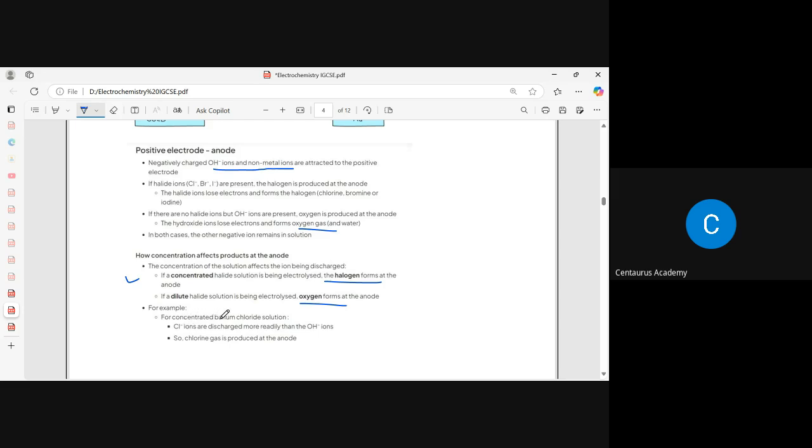So for instance, if you have concentrated barium chloride, that is again a concentrated solution of a halide, right? So chloride ions have a greater tendency to be deposited onto the anode as compared to hydroxide ions. All right.